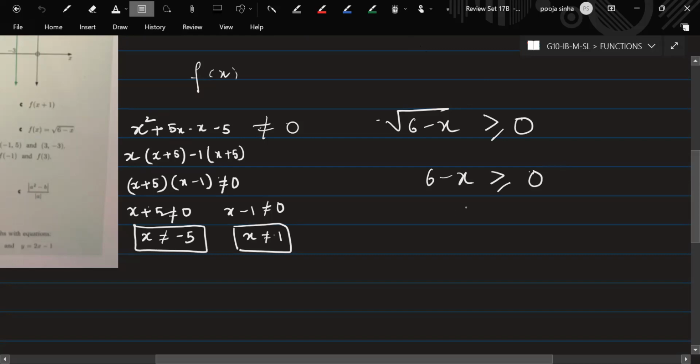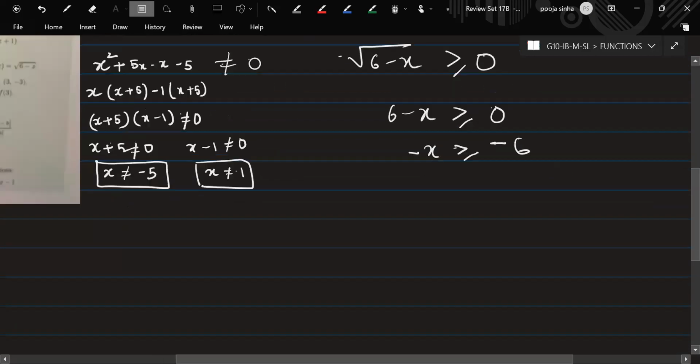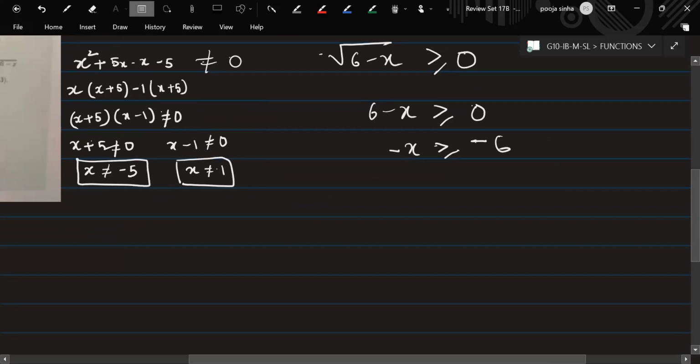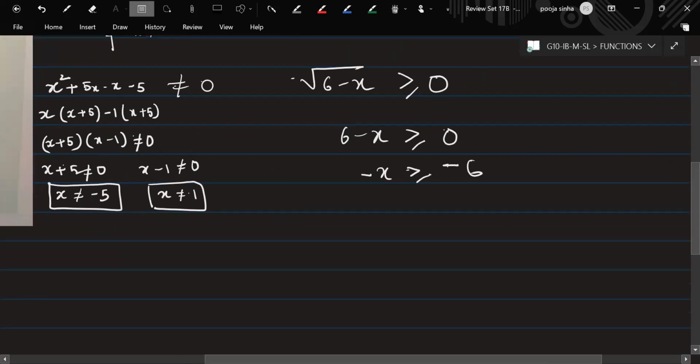What did you say? Oh, my bad. Minus x is greater than or equal to minus 6, right? Yes, that is clear so far. Minus x is greater than or equal to minus 6. So now x is greater than or equal to 6.